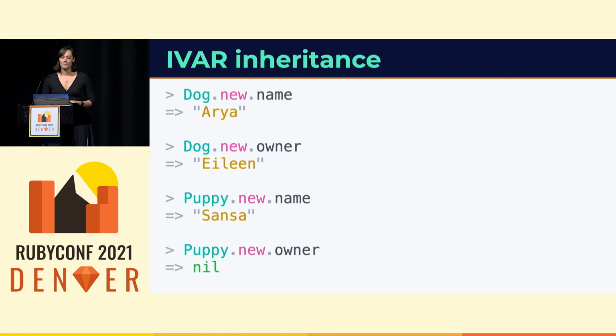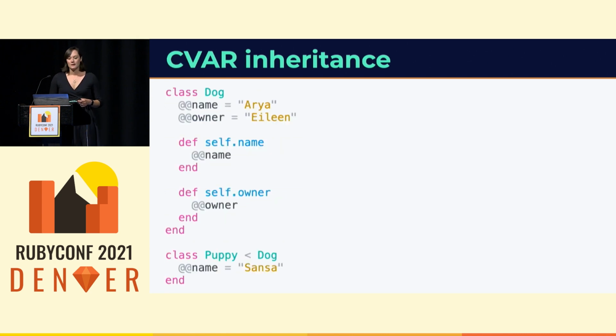Class variables, on the other hand, behave very differently in regards to inheritance, which can cause confusion around how to use them properly. Let's take a similar example, but with class variables. In this example, dog has a name class variable set to Aria and an owner class variable set to Eileen. Puppy inherits from dog and sets the name CVAR to Sansa, just like the previous one. So now let's see what happens when we read these class variables.